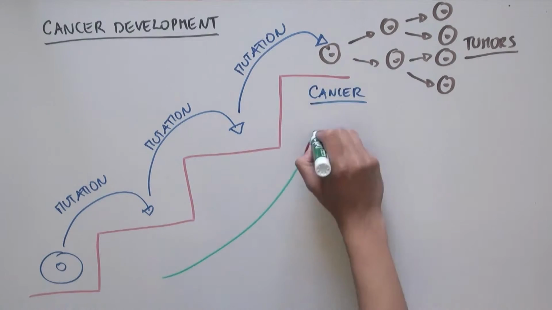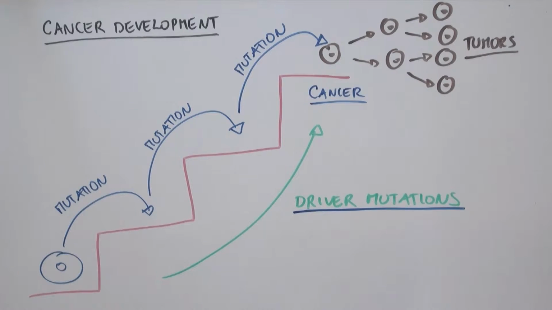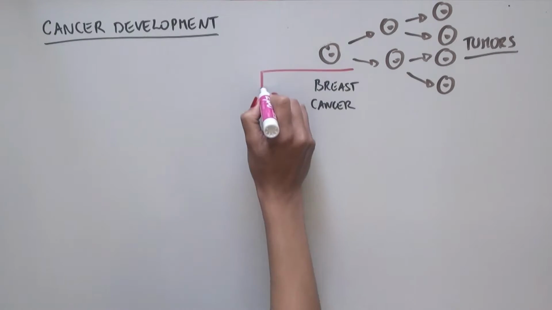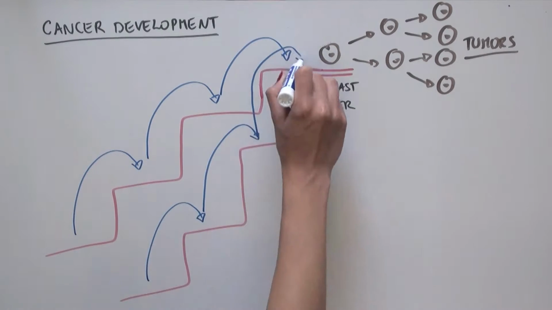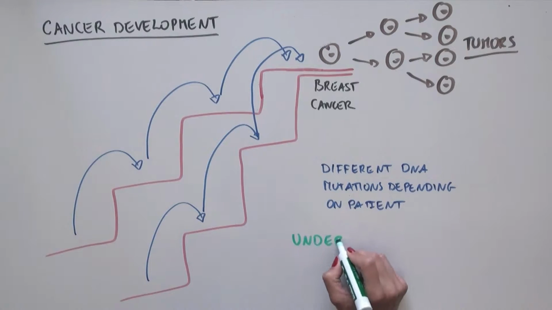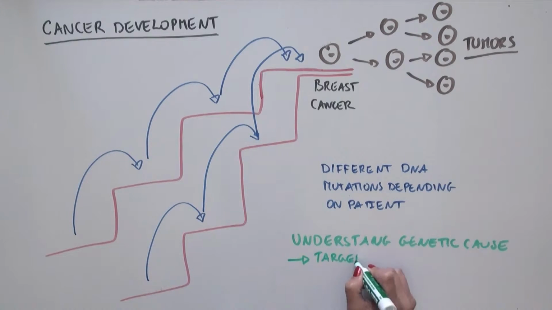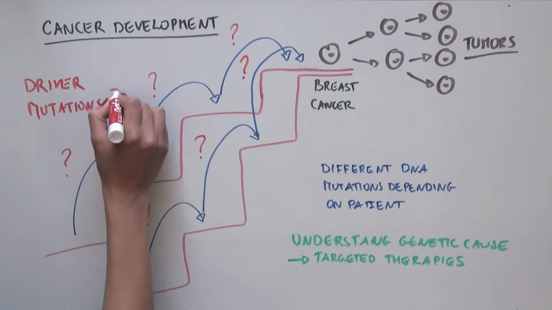The mutations that allow a cell to move up the staircase are called driver mutations. Because one type of cancer, for example breast cancer, can take multiple paths and be caused by different DNA mutations, depending on the patient, it's very important for us to understand what is the underlying genetic cause in order to develop targeted therapies. In other words, what are the driver mutations?